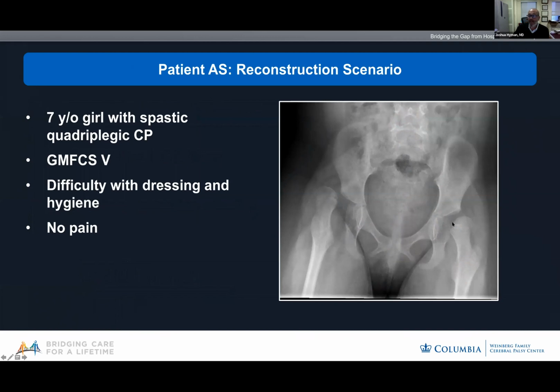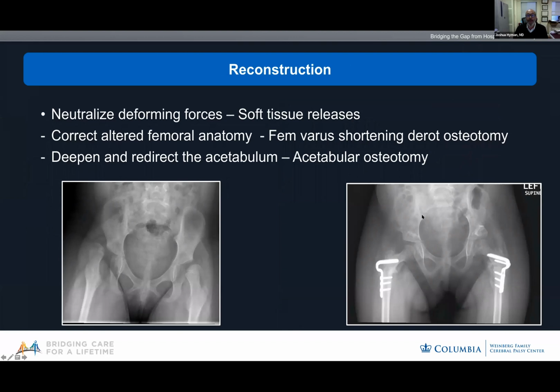This is a child who is farther along in the continuum, and you'll notice that the right hip is already dislocated and the left hip is about halfway out of the socket. She is GMFCS level 5, and her parents have noted difficulty with dressing and hygiene. However, she's not yet having any pain. We employed a reconstructive treatment comprising extensive soft tissue releases to neutralize the deforming forces.